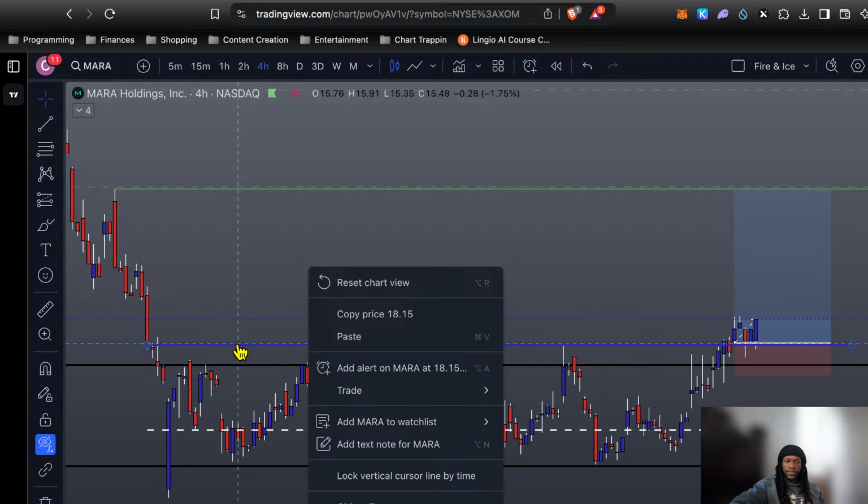All right, this kind of looks like a reverse head and shoulders. That's how some people would see this pattern. Here's the left shoulder. Boom. Here's the head, and boom. Here's the right shoulder, kind of created by somewhat of a double bottom. All right.